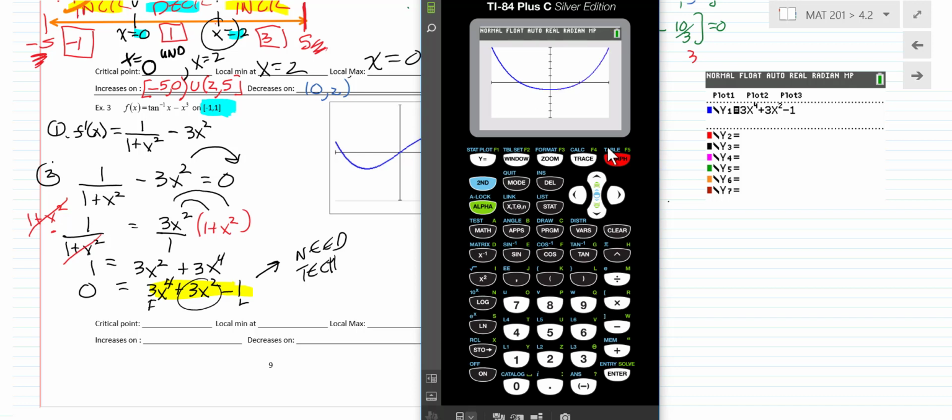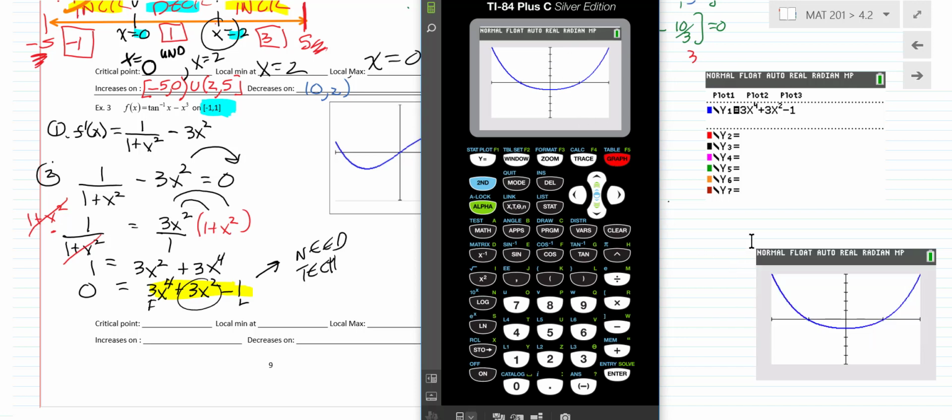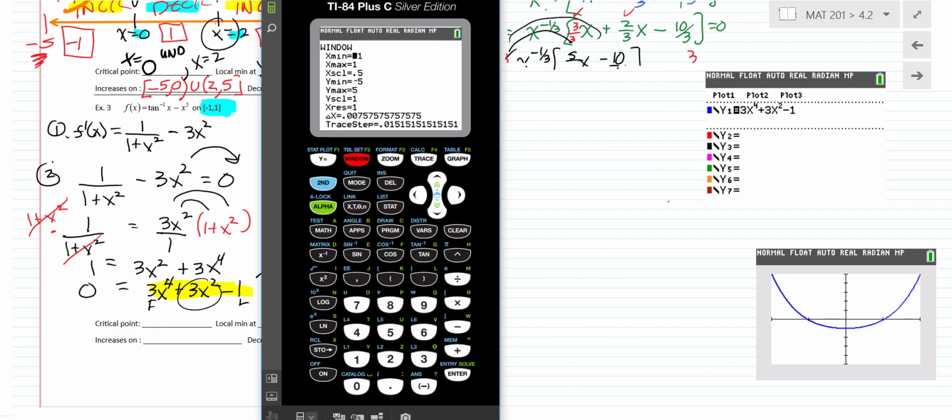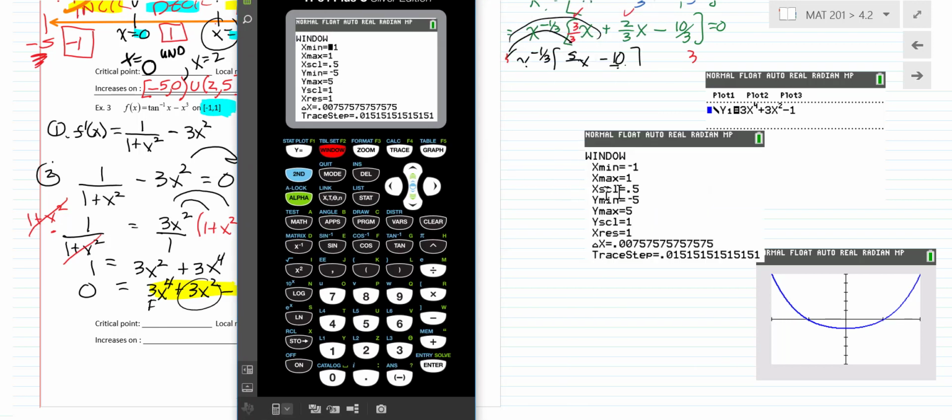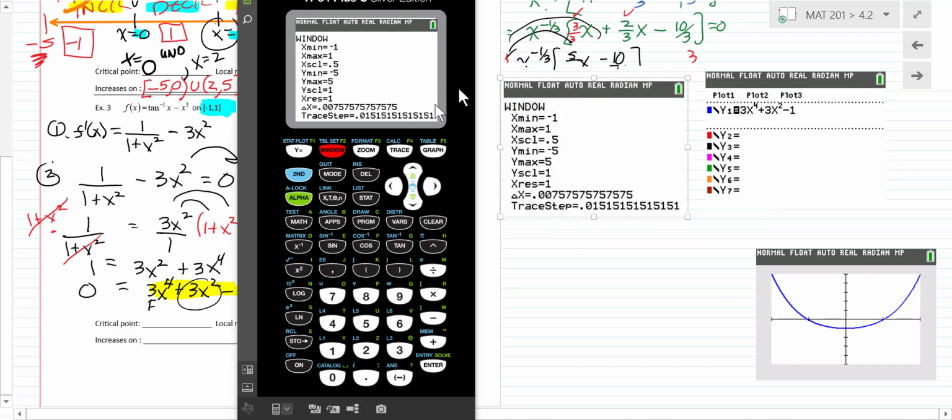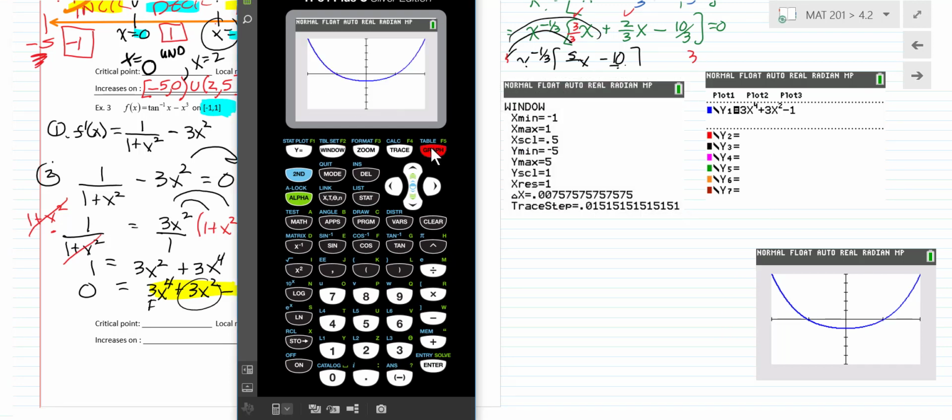This is the technological approach to solving the problem. Okay, I've got everything I need. There's my window right there. If you need to look at my viewing window, that's what I used. All right, so we want to get the graph. Everybody good there? Now, what are you doing in this graph? You're looking for where it's equal to 0. How many places does this graph have a y value equal to 0? 2. There and there.